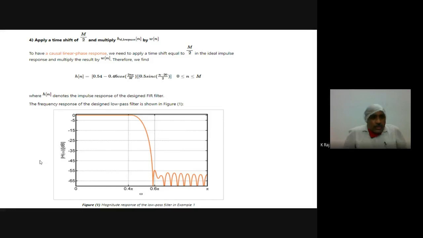And in order to see whether the response of the filter designed by this method will be approximately the same as the given requirement or not, there is a need to observe the frequency response of the designed filter. So we have utilized here the transformation of the time domain representation into the frequency domain representation for the purpose of the frequency response analysis.